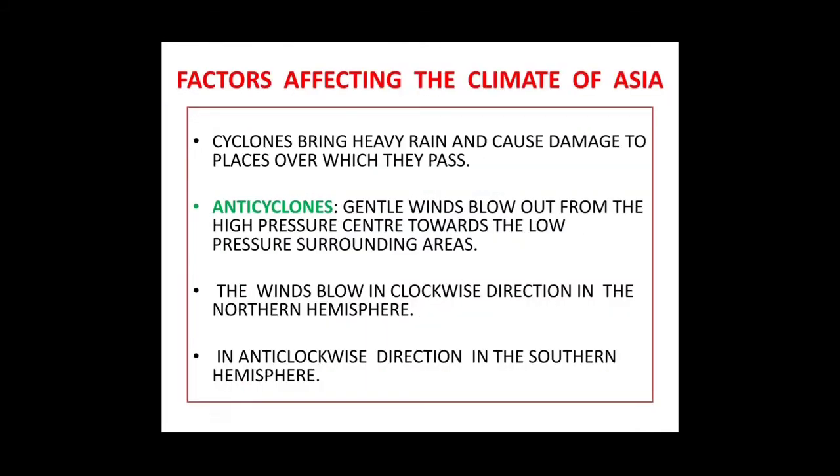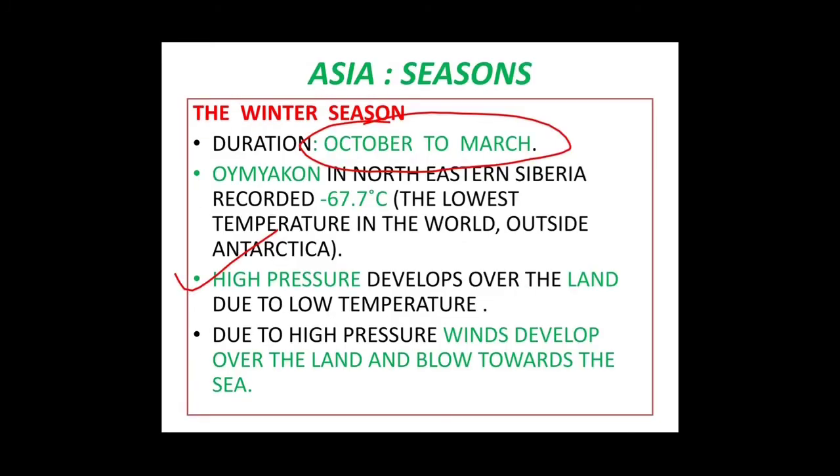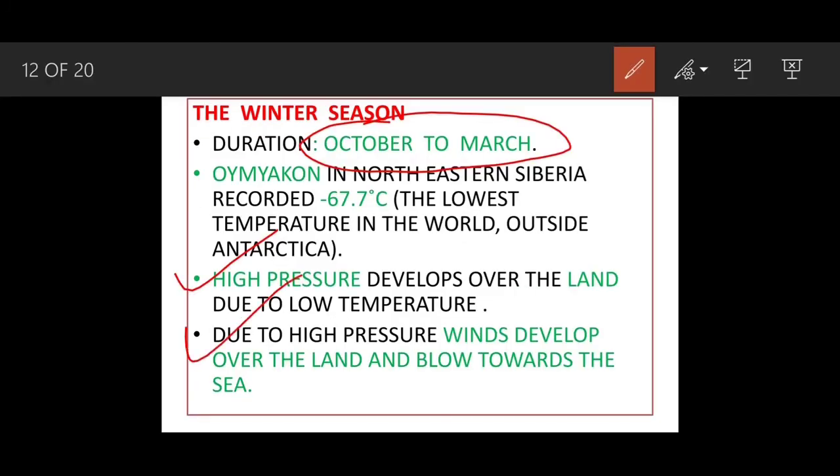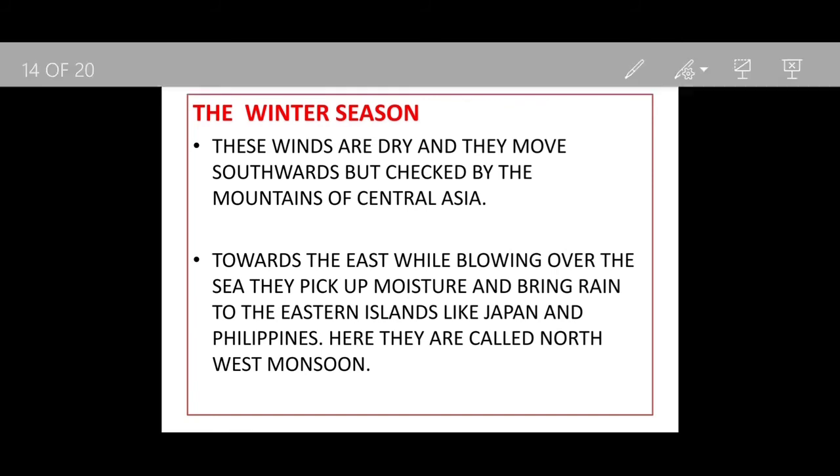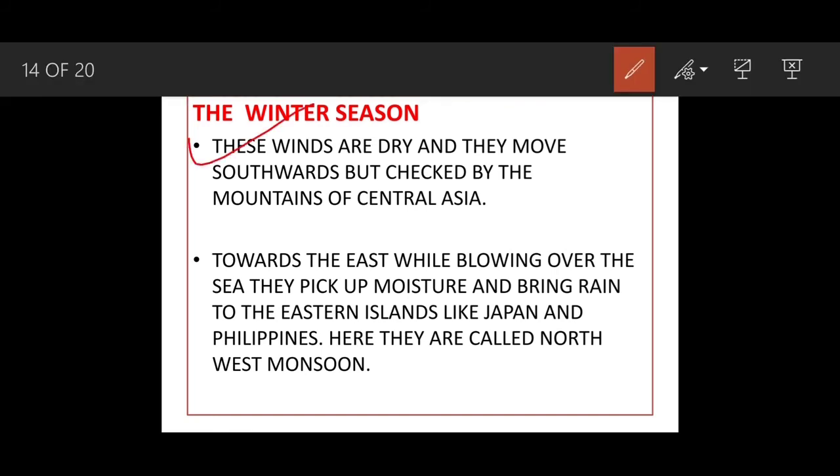See, the next point. See this one. Due to high pressure, wind develops over the land and blows towards the sea. Do you remember in summer in Asia, winds blow from sea to land. In winter, it blows from land to sea. Let's see more about winter. These winds are dry and they move southward but are checked by the mountains. I told you how the mountains stop the wind.